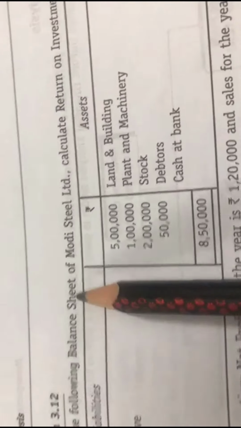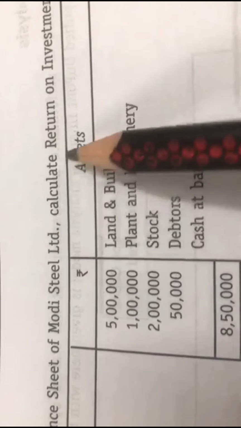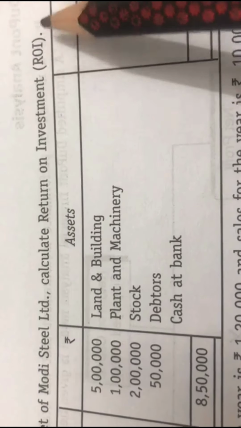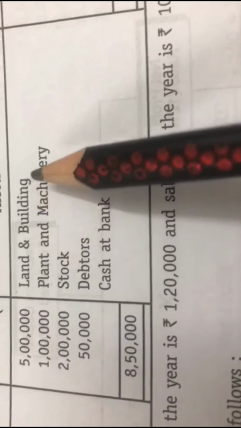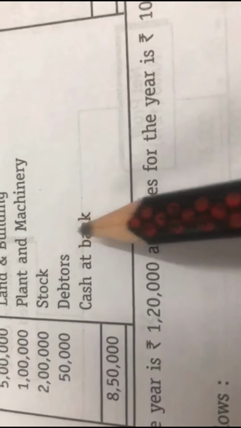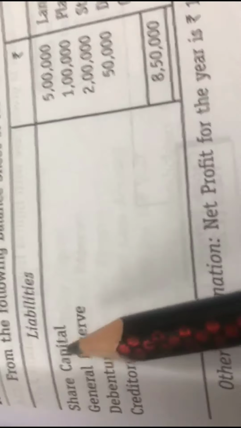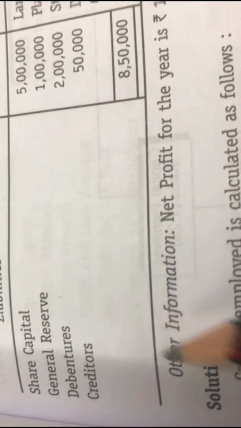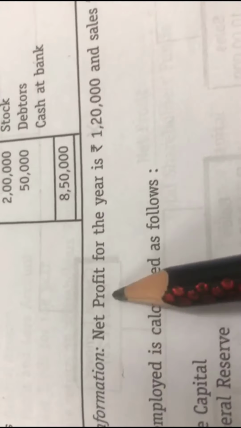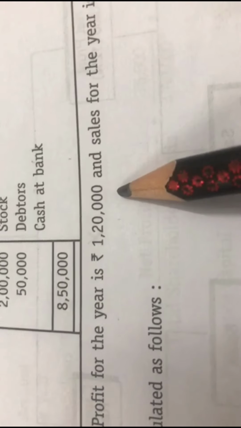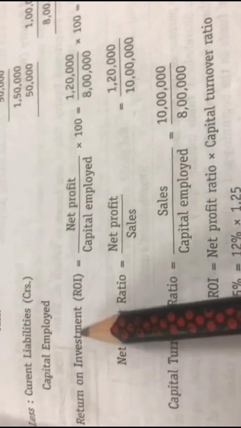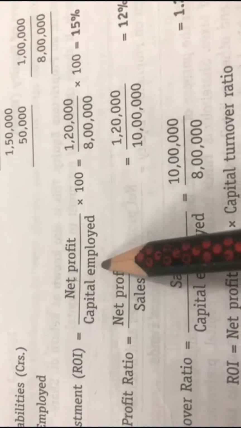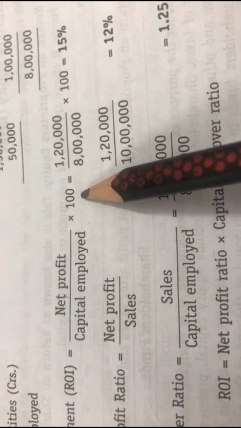From the following balance sheet of Modi Steel Limited, calculate ROI, that is return on investment, which is also called as return on capital employed. They have given you land and building, plant and machinery, stock, debtors, cash at bank, and then share capital, general reserve, debentures, and creditors. Other information is net profit for the year is rupees 1,20,000 and sales for the year is rupees 10 lakh. First let us write the formula. What is the formula for return on capital employed? Net profit divided by capital employed into 100.